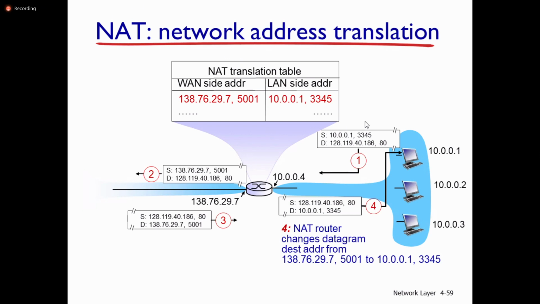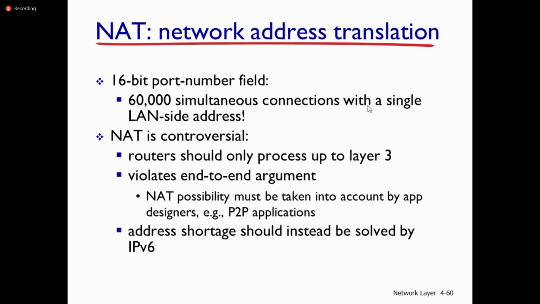Now this is about network address translation. It uses a 16-bit port number field, so there can be 60,000 simultaneous connections with a single LAN side address. The NAT is controversial, because the router should only process up to layer 3. If you look at network address translation, the translation tables are maintained at the router.